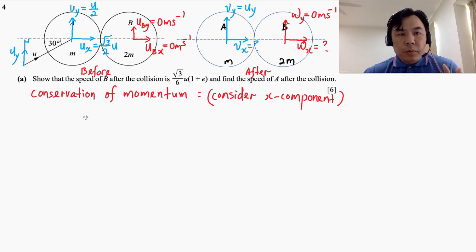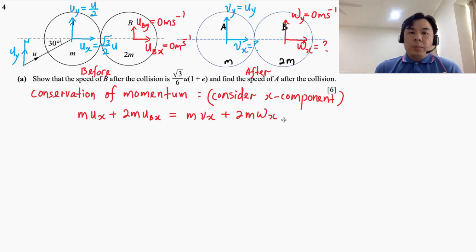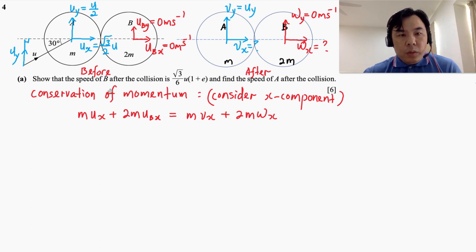So total momentum before collision is given by m ux plus 2m ubx must be the same as m vx plus 2m wx here. Total momentum before and after must be the same. And then if we try to simplify this, ux, we have found that out, which is this.